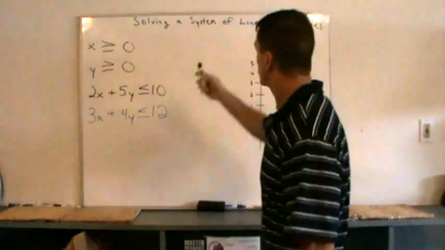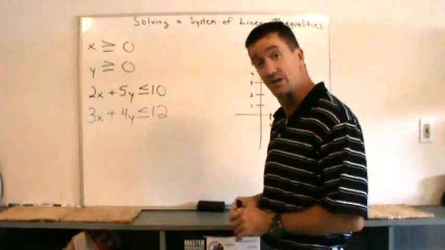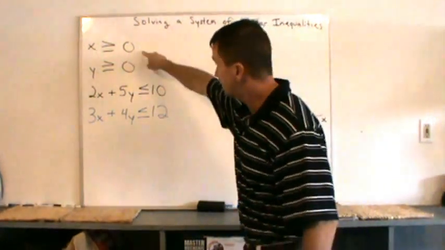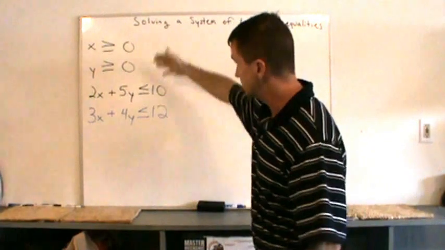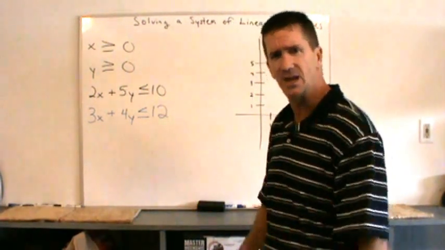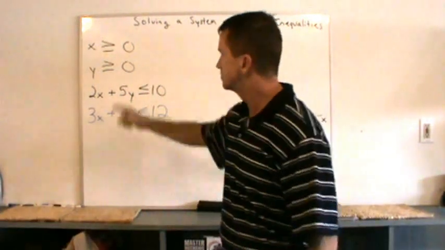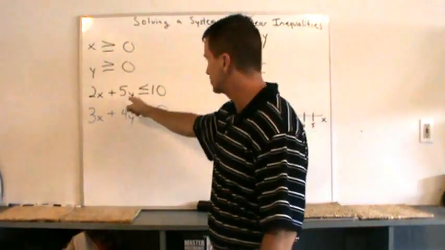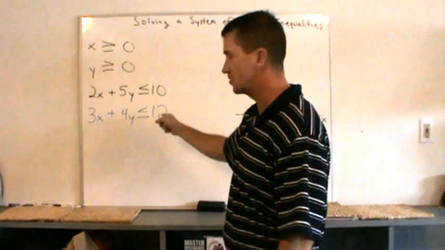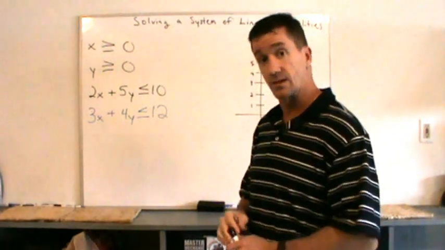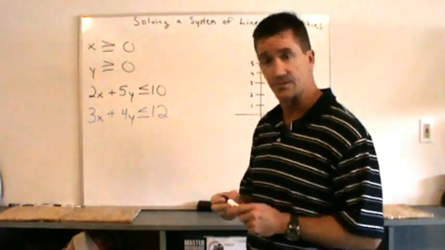In this video, we're going to solve a system of linear inequalities. And we have 4 inequalities right here. So this is our system. To begin, we're going to think of each of these 4 as equations: x equals 0, y equals 0, 2x plus 5y equals 10, and 3x plus 4y equals 12. And they're all straight lines, and we'll think about their graphs.